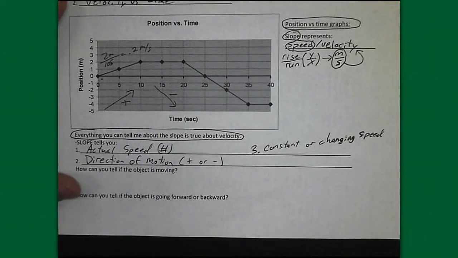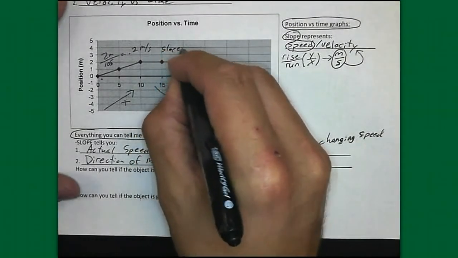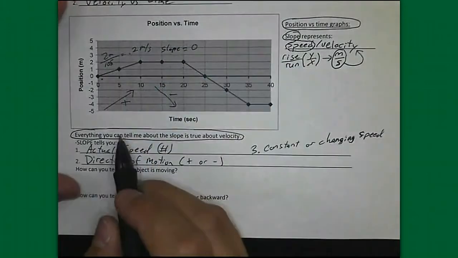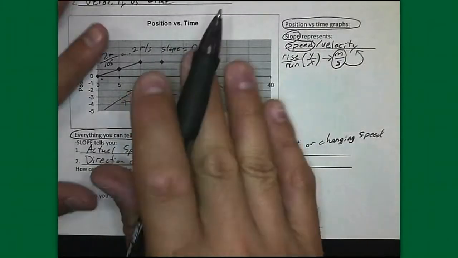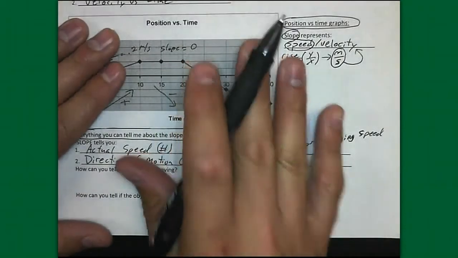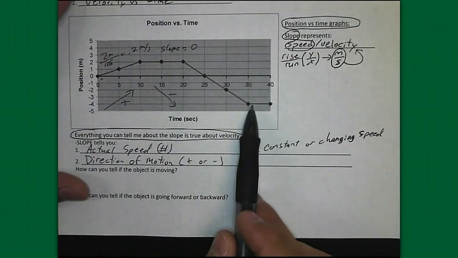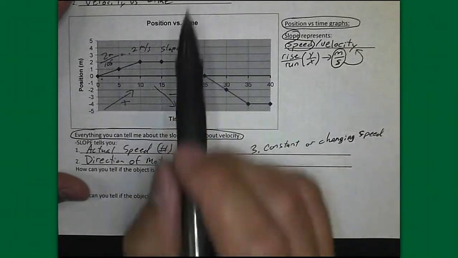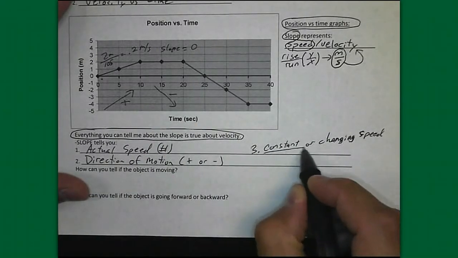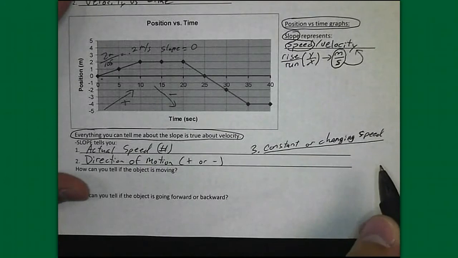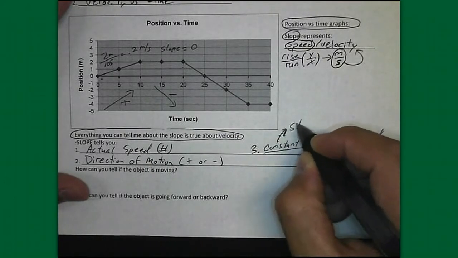Another question, what's happening from 10 to 20 seconds? Once again, if we think in terms of the slope, from 10 to 20 seconds, the slope is 0. And where we see the word slope, we can substitute the word speed. Slope is 0, speed is 0. This object is standing still, the same as right here. So this object moves, let's keep going to number 3. The third thing that this can tell us is whether the speed is constant or changing. Constant speed is depicted by a straight line.